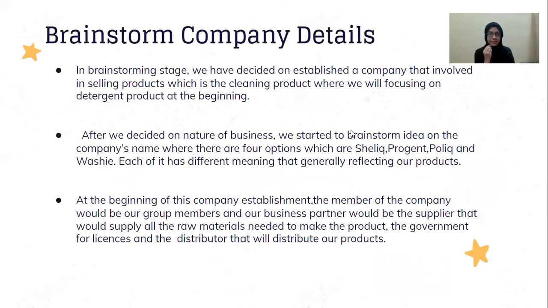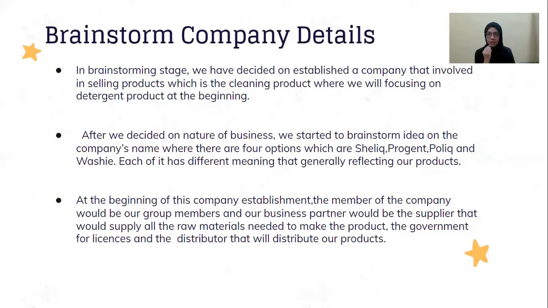So, this is the first step. Brainstorm company details. In the brainstorming stage, we have decided to establish a company that is involved in selling a product, which is a cleaning product, where we will be focusing on detergent product at the beginning. The product that we will be selling is our production product, where we will produce our own detergent from the raw material that we have purchased from the supplier, and we'll be going through the manufacturing process to produce a finished good, which is the detergent product.